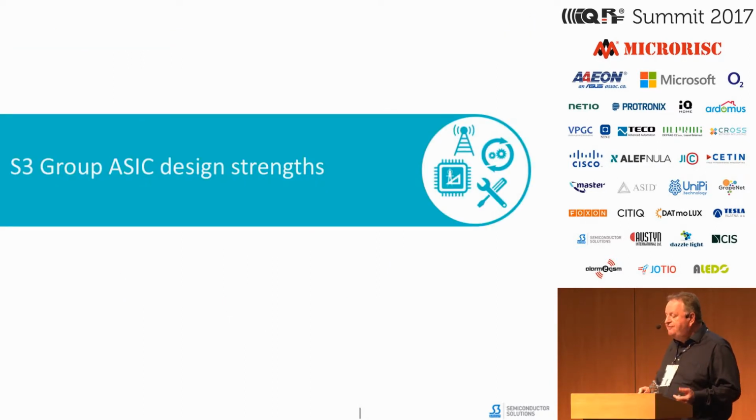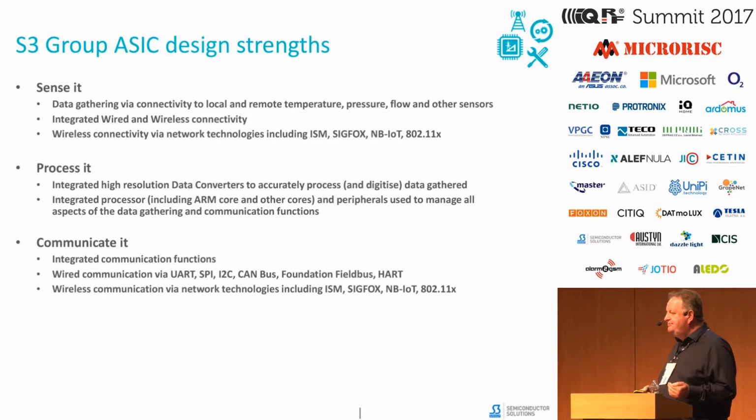So design strengths from S3 Group fall into three categories, which is very important when we talk about IoT. The first is sensing. Sensing means we are capable of working with various types of sensors, whether they be temperature, pressure, or flow, for example. And it can be wired or wireless connectivity, either. I've just listed some wireless connectivity topologies or standards down here, including ISM band, Sigfox, narrowband IoT, etc.